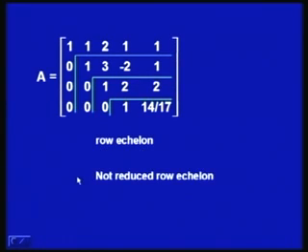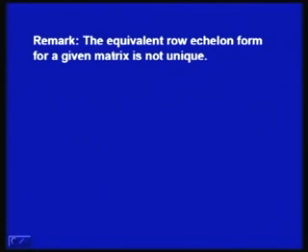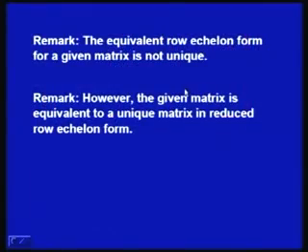Now, the equivalent row echelon form for a given matrix is not unique. This is the remark, because I have applied some set of transformations. You can get to a row echelon form which will have different coefficients because you have applied different operations in different order. So, this form is not unique. But if you want to transform into a reduced row echelon form, then it will be unique. So, that is the basic difference between row echelon form and row reduced echelon form.